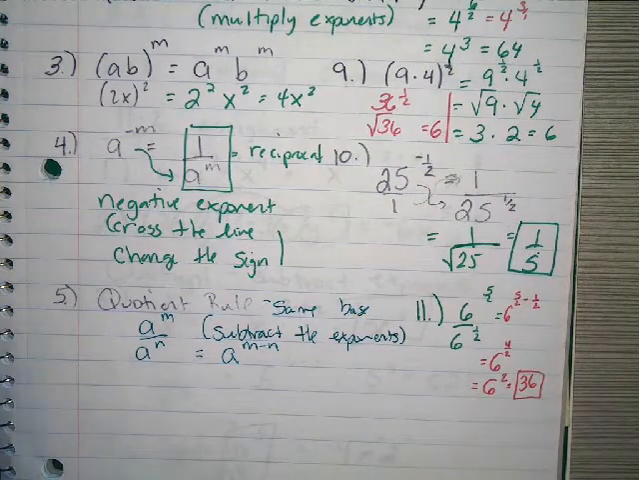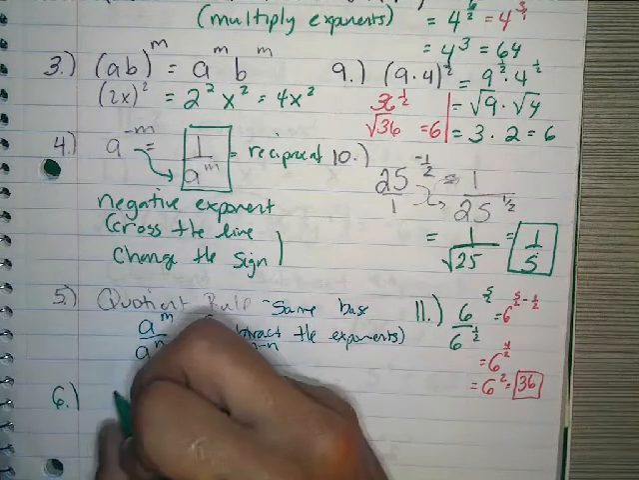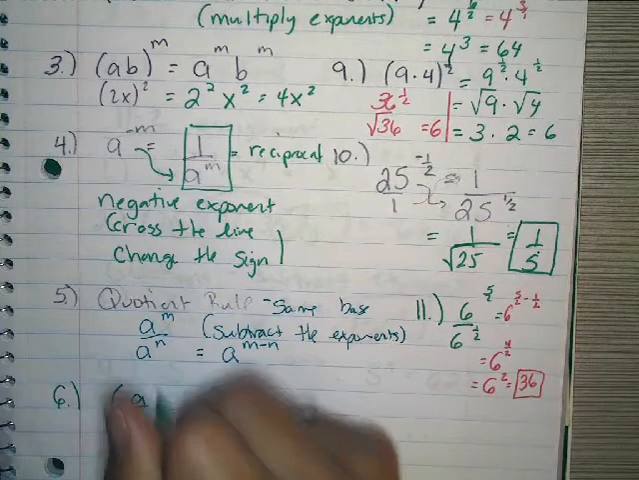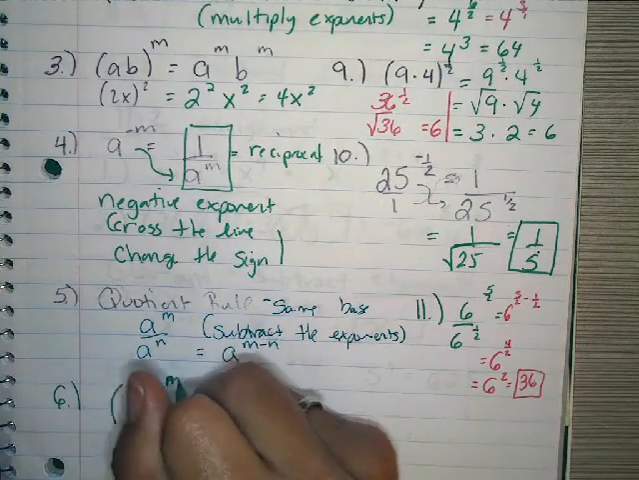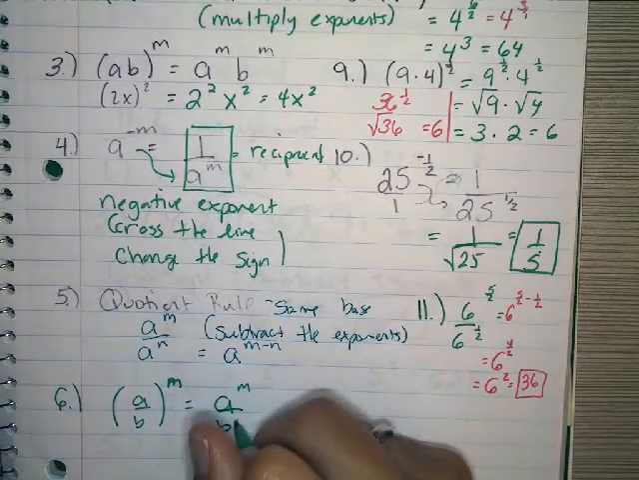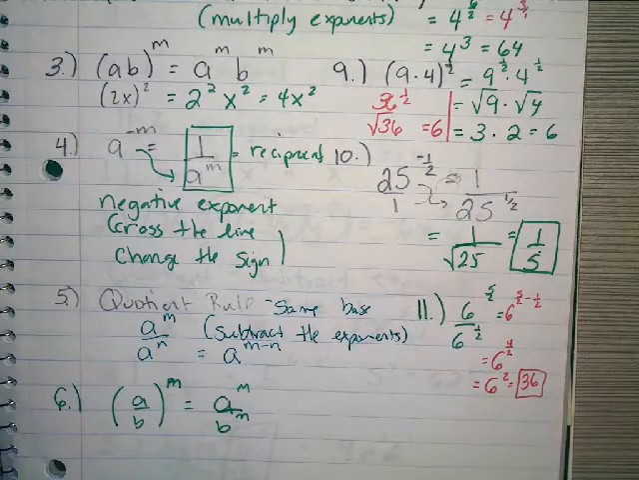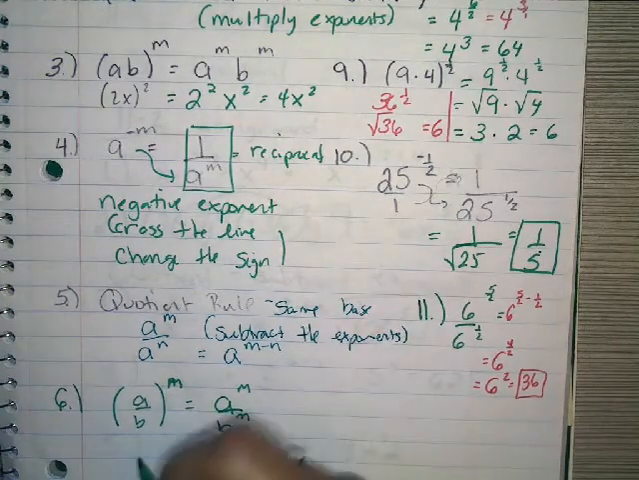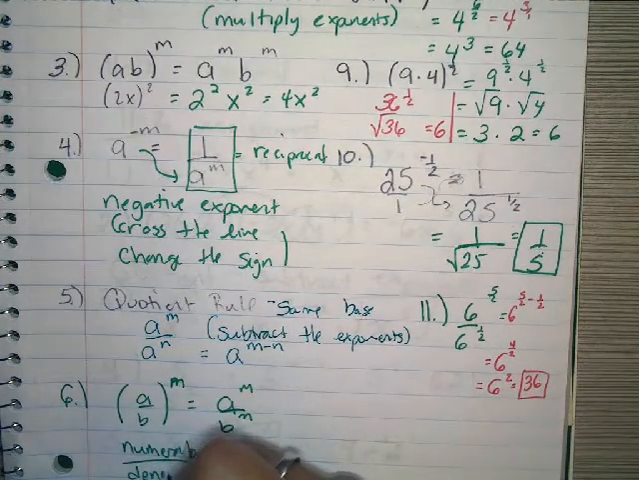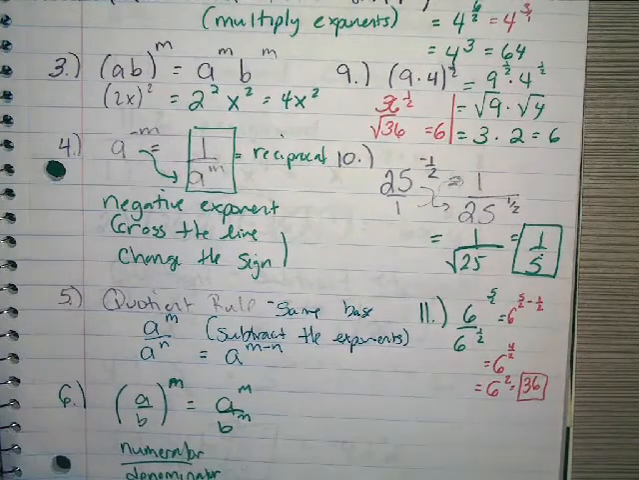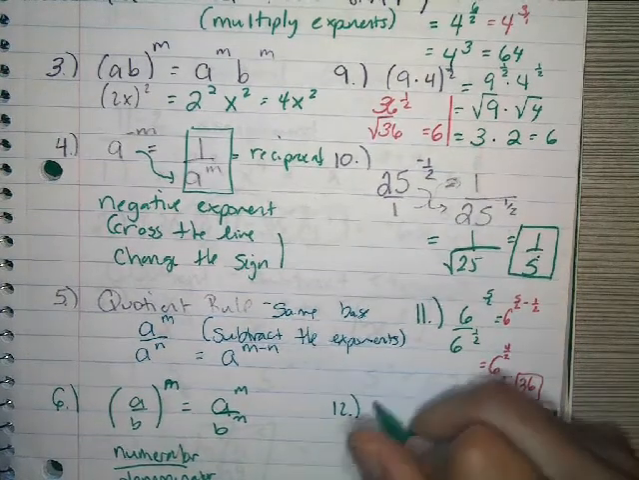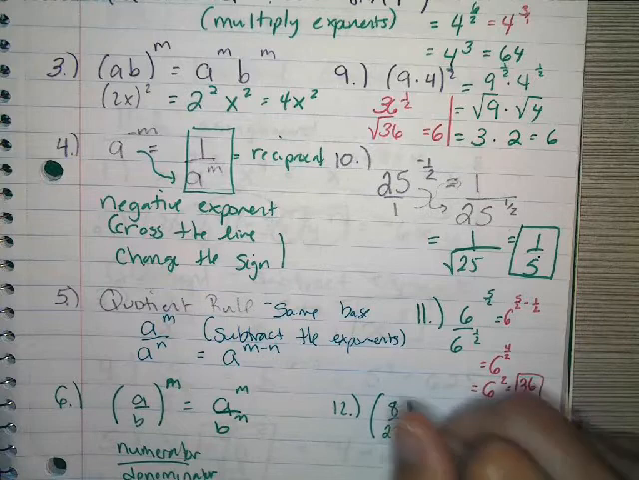And the last of them all, last but not least, of course, this is kind of like your quotient rule mixed in with your power rule. In other words, you have a fraction. So we have a fraction raised to an exponent. So you're just going to raise the numerator to the exponent, denominator to the exponent. So numerator, denominator, raised to the exponent. Okay, the example that goes with that is 8/27 to the 1/3 power.